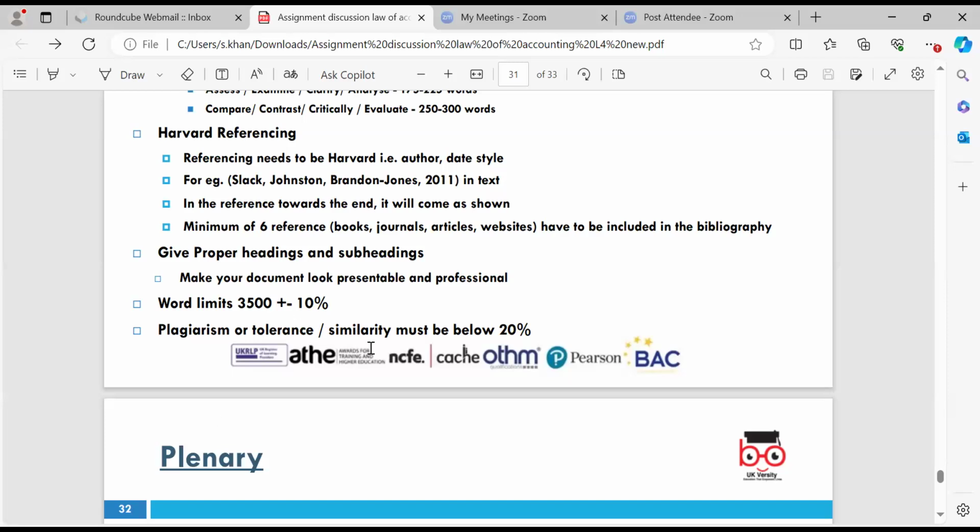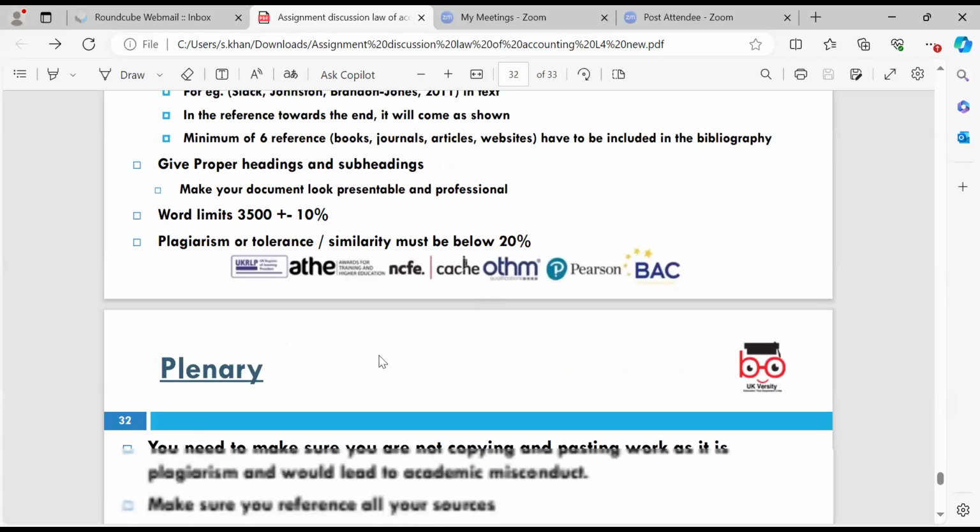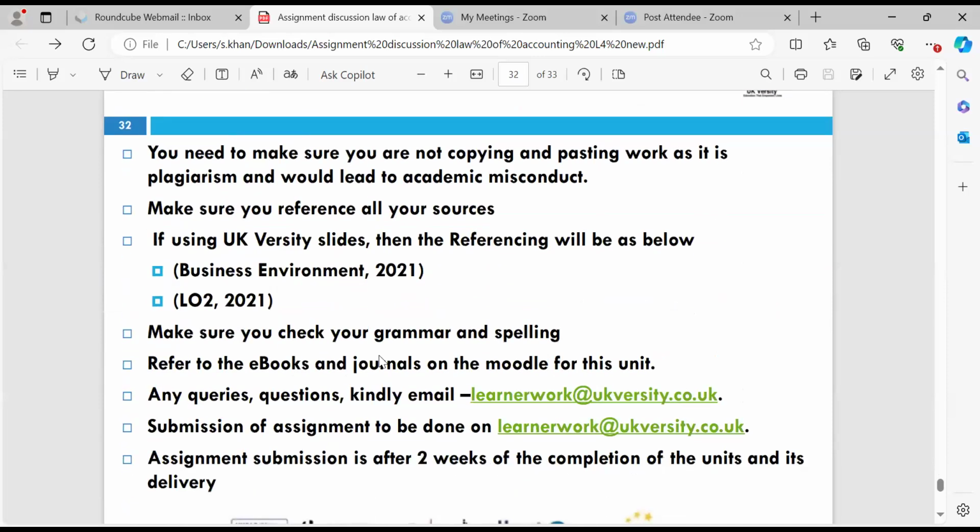Word limit 10% over, and plagiarism needs to be below 20%. You need to make sure you are not copying and pasting work, as it is plagiarism and would lead to academic misconduct. Make sure you reference all your sources. So if you are using UK Varsity slides, then the referencing will be business environment, or in your case, law of accounting 2024, learning outcome 2 2024. So you would put that in, okay?